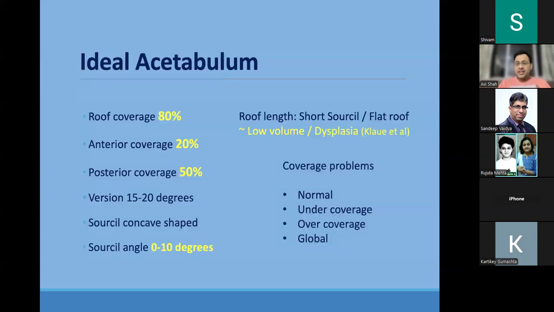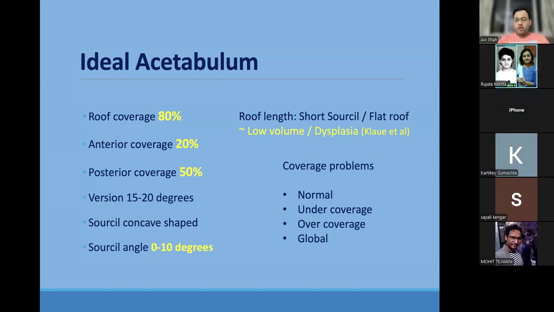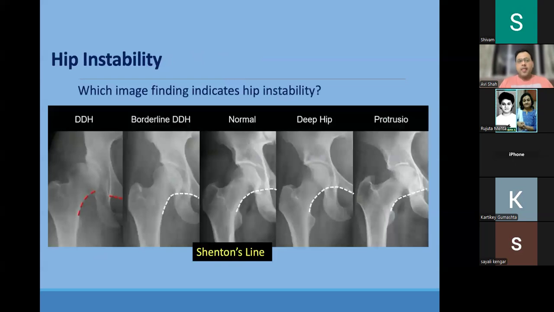So the ideal acetabulum: 80% coverage, 20% anterior, 50% posterior, around 15 to 20 degrees of antiversion, a nice concave sourcil, about 0 to 10 degrees of sourcil. The roof, as I said, should not be flat or short. And based on the image I discussed below, you need to know what your coverage is. Is it normal, under, over, or global?